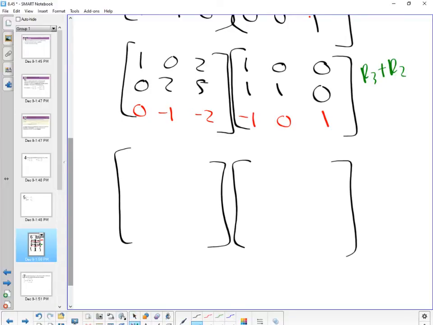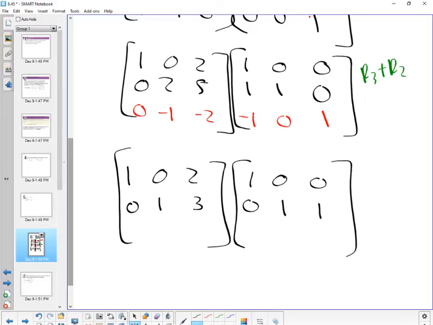Well, I need this to be a 1 first before I can get that 0. So, is the first row changing? No. So 0, 2, 1, 0, 0. This will be, 0 plus 0 is 0. Negative 1 plus 2 is 1. This will be 3. This will be 0. This will be 1. And this will be 1.